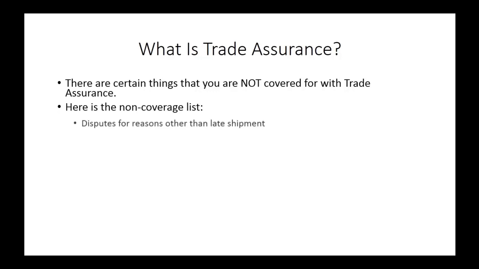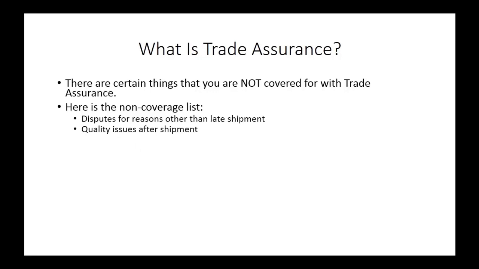First, you're not going to be covered for disputes for reasons other than late shipment. So if you don't necessarily like the way someone interacted with you, or you don't necessarily like something that you got in the package and it wasn't agreed upon, then that's not going to be something that you're going to be covered under using trade assurance. Any quality issues that occur after the shipment leaves the seller. So your seller is not going to be responsible for that, and you will not be able to file a claim to Alibaba.